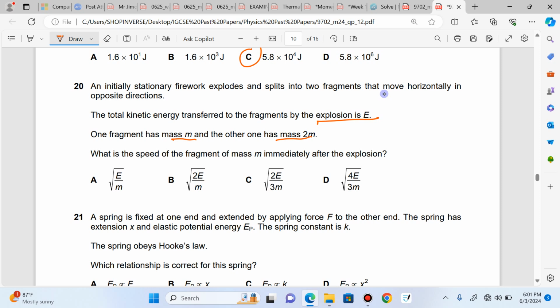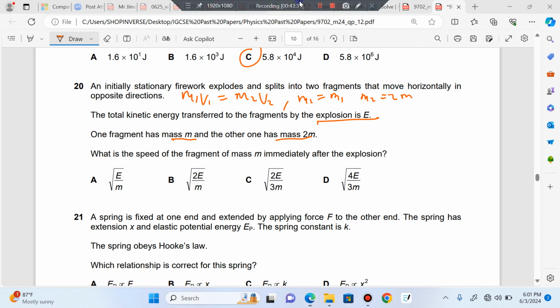Now look at this. Since they split into 2 and move in opposite directions, M1V1 must be equal to M2V2. One of the masses has M1 equal to m and M2 equal to 2m. Okay, so what can we get from this?